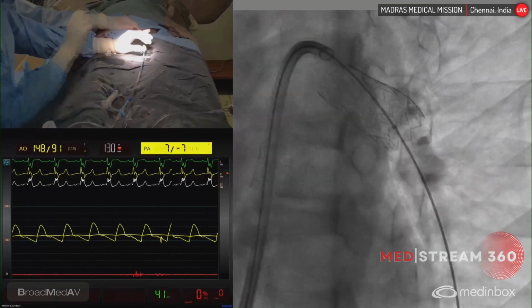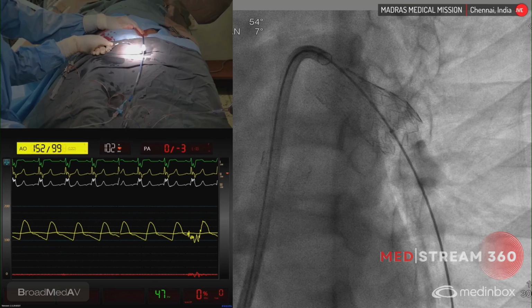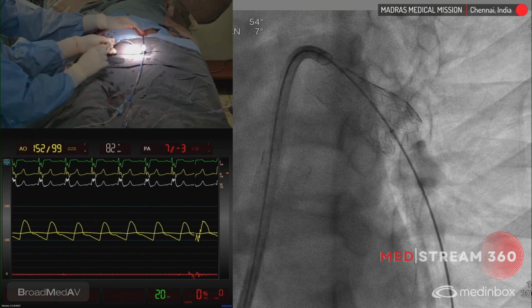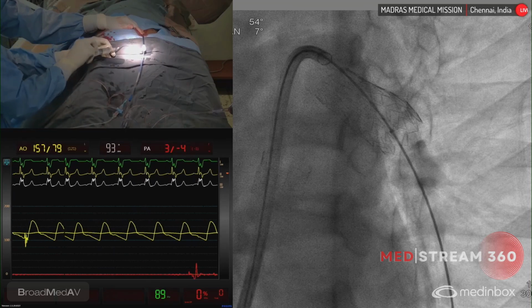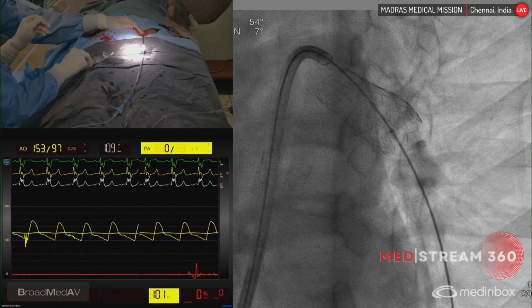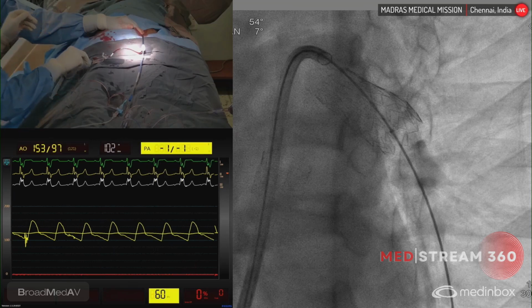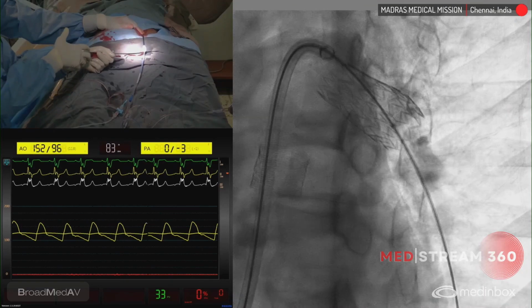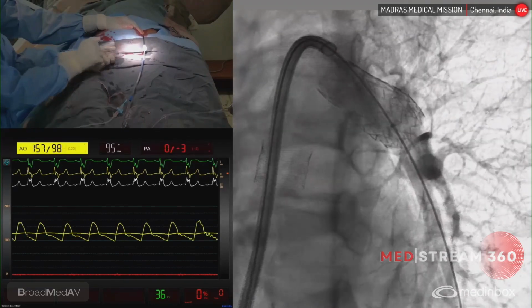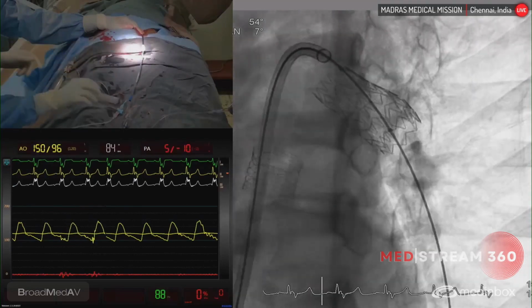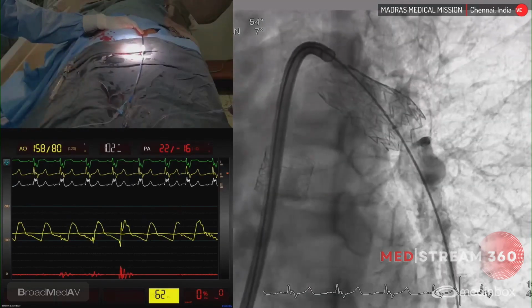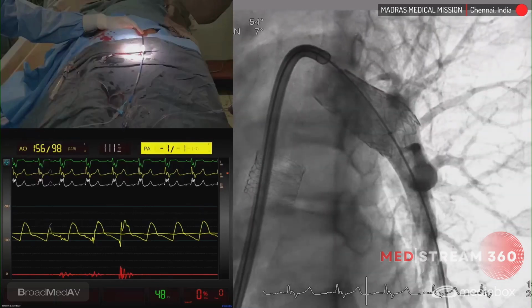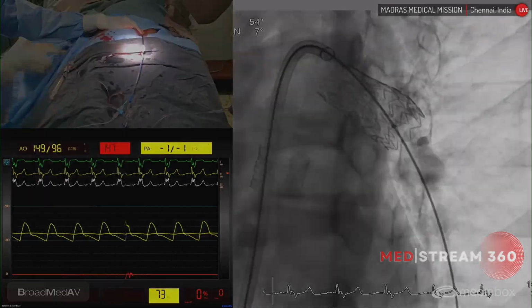Fine. The distal part, which was the healthier part, is looking expanded more. The origin, which was the narrow portion, is having lesser expansion. However, the lumen is quite broad. Let me see. It looks fine, right? So now let us gently take out this balloon.